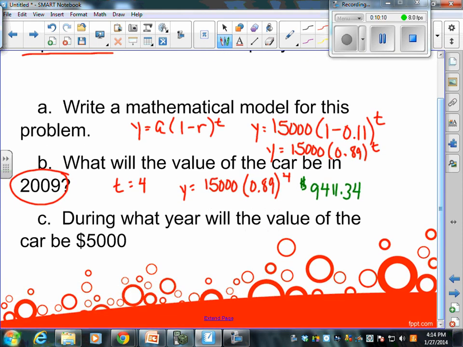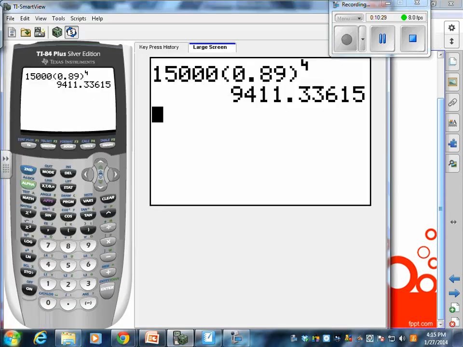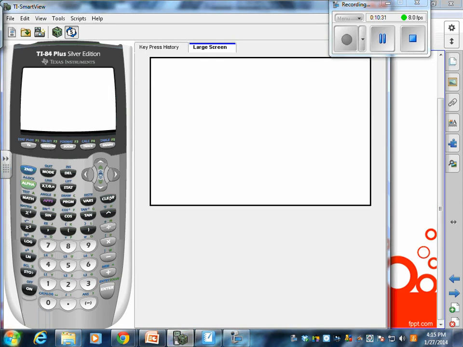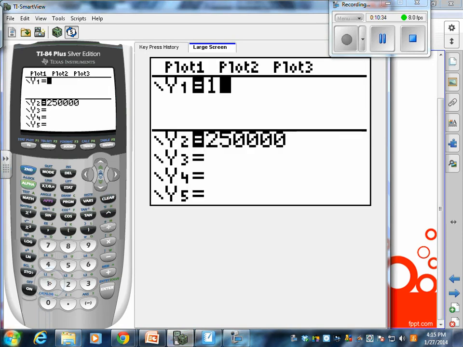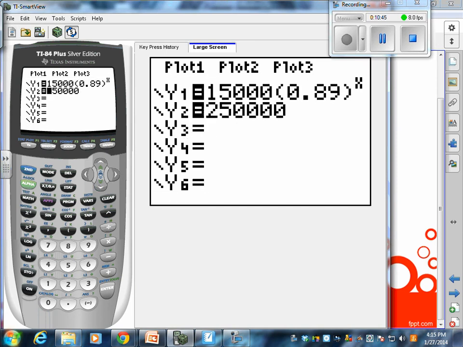Then the last question, during what year will the value of the car be $5,000? So now I know the y value is 5,000, so I want to say, when would 5,000 equal 15,000 times 1 minus 0.89 to the t? So we're going to do, that's Y2, that's Y1. So using my calculator, go into Y equals, I'm going to have 15,000 times 0.89 to the x, and then I want to know when this is going to equal 5,000.